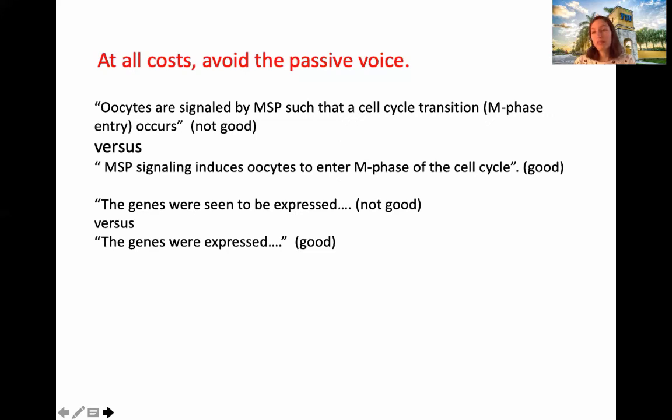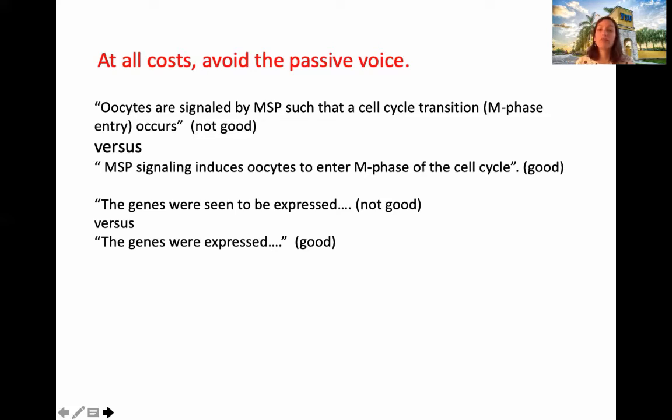So it used to be a tradition in science to write in passive voice, and this was back in the old days. And people still think that science is written in passive voice, but that's not the case anymore. Passive voice is again more cumbersome to understand, and it adds extra words that make the sentence longer and not necessarily informative. So instead of saying "the genes were seen to be expressed," you just say "the genes were expressed," or "the expression of this gene in this area."